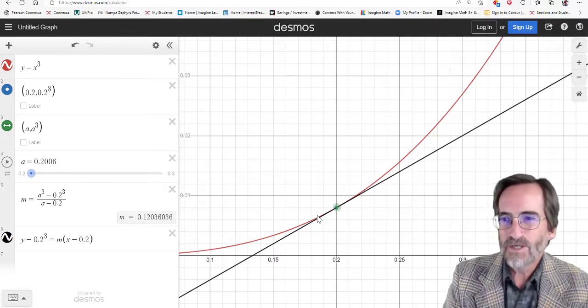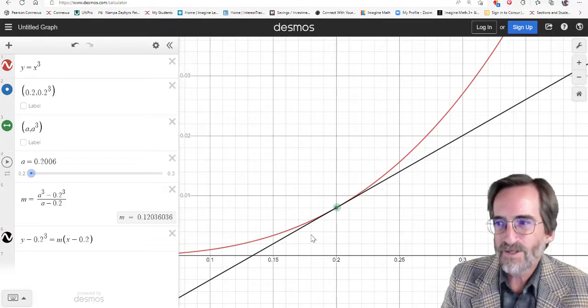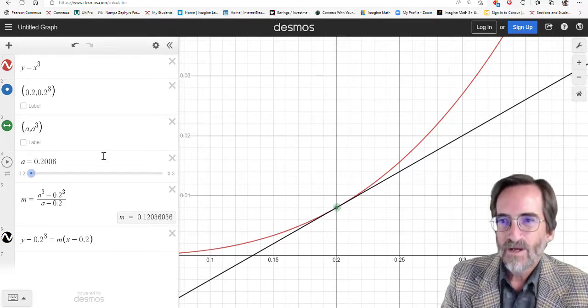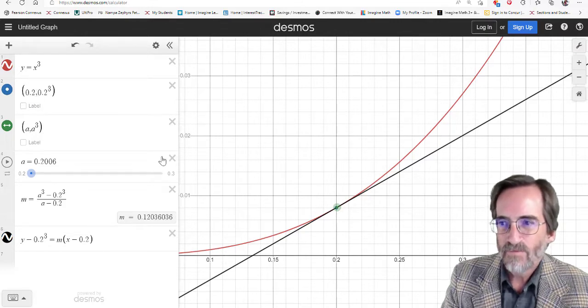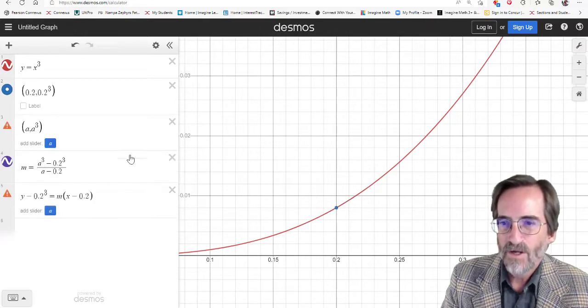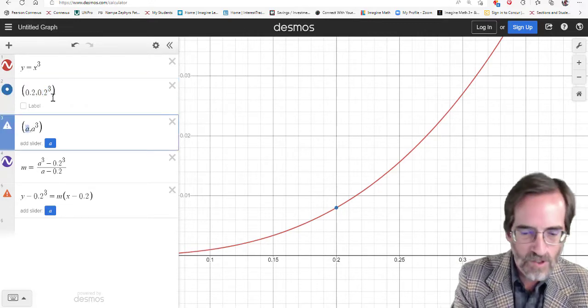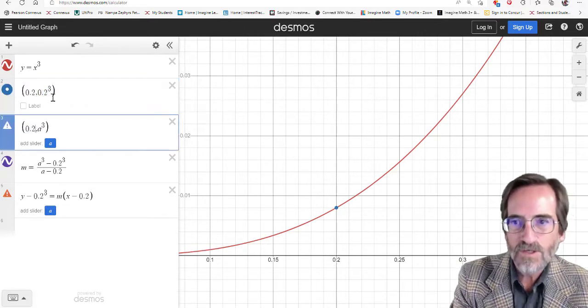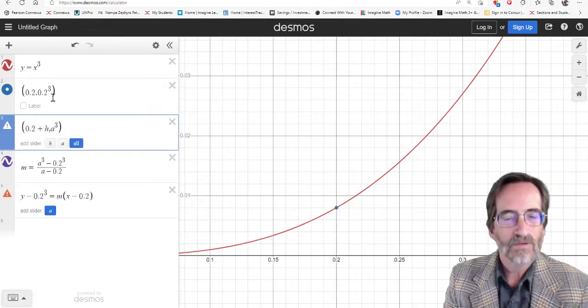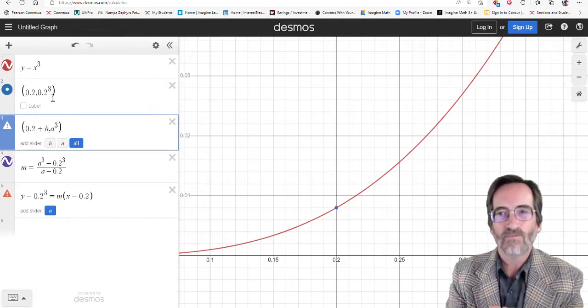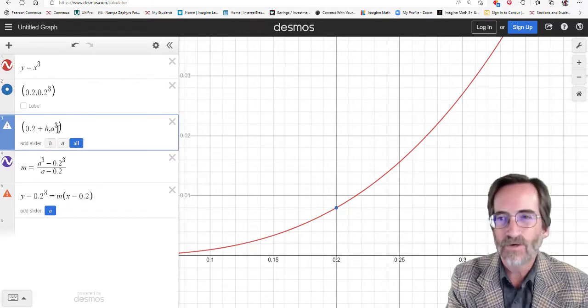Now let's change things around a little bit. Let me get rid of the slider for a. Instead of 0.2 or 0.23, I'm going to do 0.2 and a little bit more. So 0.2 plus h, right?